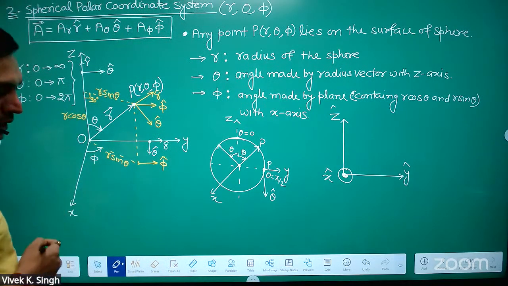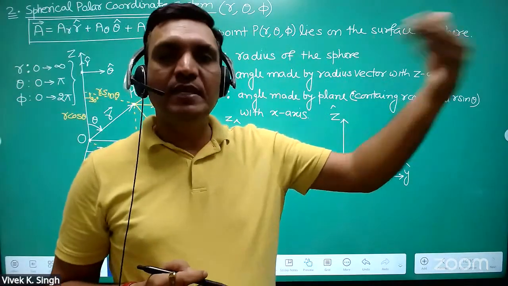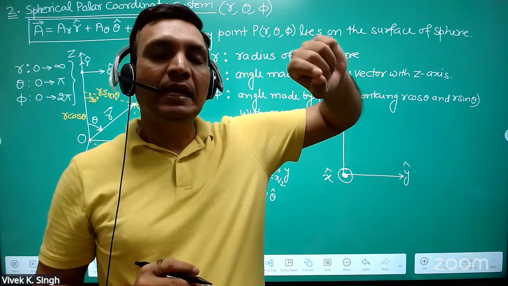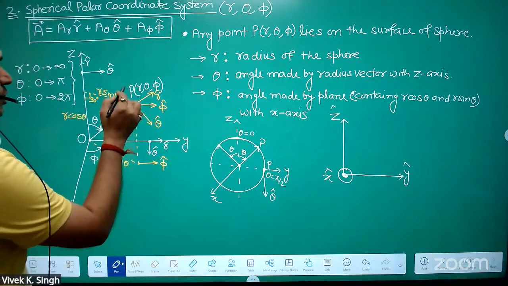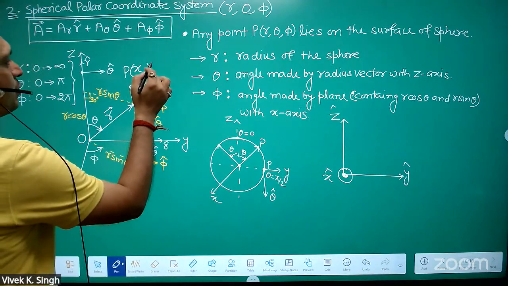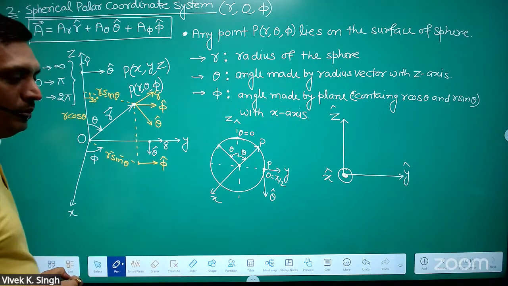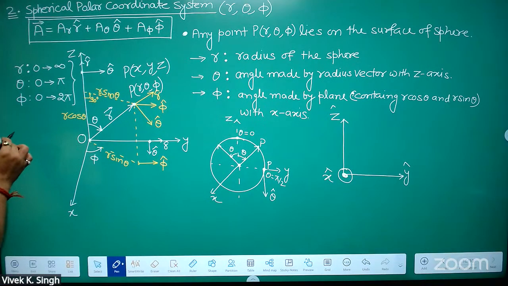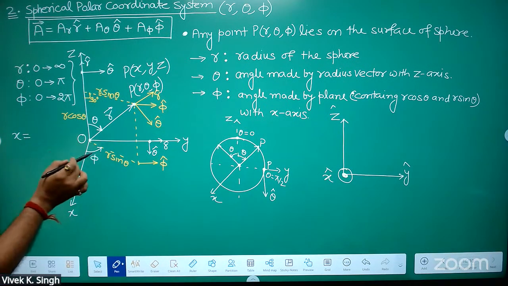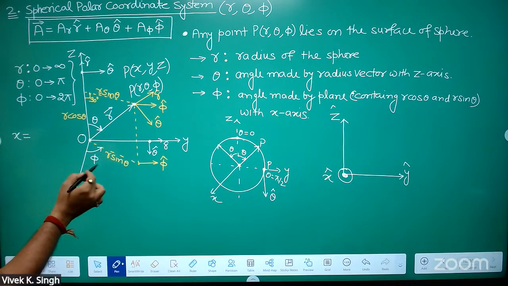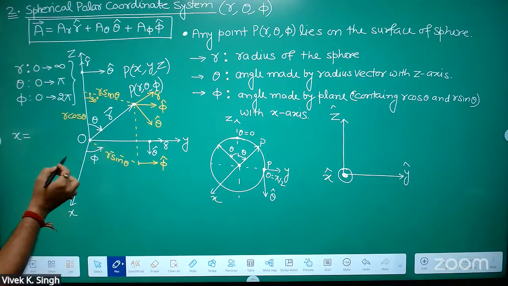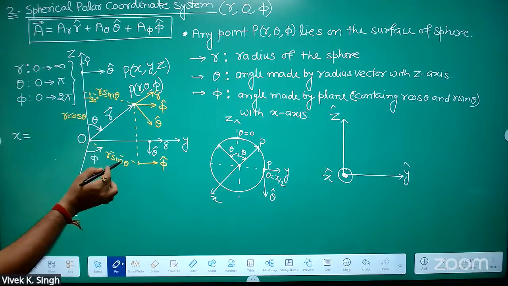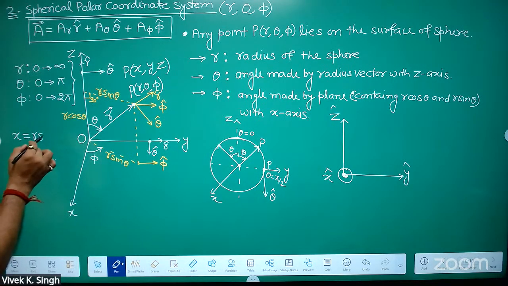Now see, this r, theta, phi are related with x, y, z coordinates. Now we will see the transformation: this same point P in Cartesian symmetry is x, y, z, but you can visualize the same point in spherical symmetry. So what will be x here? This projection is r sine theta. Now the projection of r sine theta along x is r sine theta cos phi.